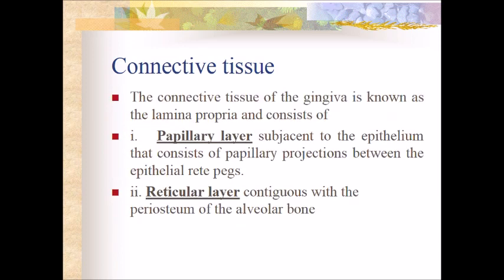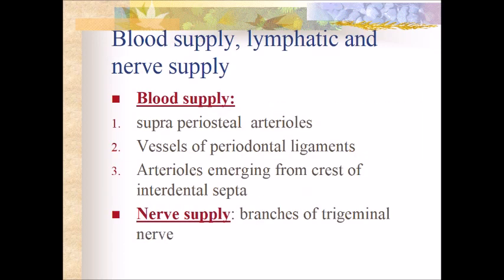Now coming on to the connective tissue. Connective tissue of gingiva is known as lamina propria, and it is divided into papillary layer and reticular layer. The papillary layer is adjacent to the epithelium, and it consists of papillary projections between the epithelial rete pegs, and the reticular layer. It is continuous with the periosteum of the alveolar bone.